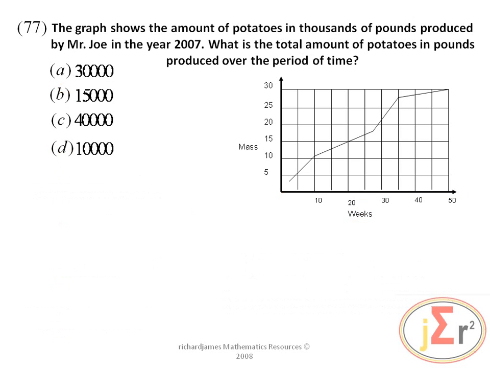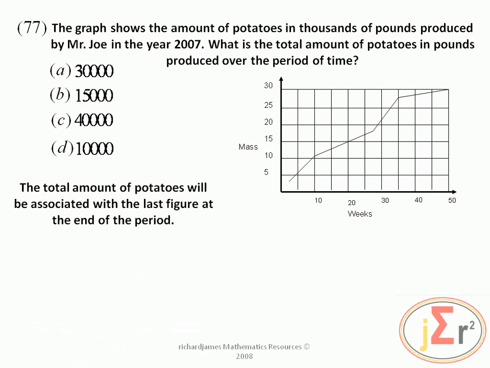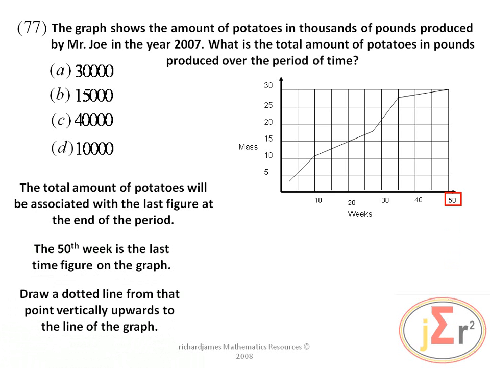We have the same situation. The problem is different. What is the total amount of potatoes in pounds produced over the period of time, that is, over the 50 weeks. The total amount of potatoes will be associated with the largest figure at the end of the period. The 50th week is the largest time figure on the graph. Draw a dotted line from that point vertically upwards to the line of the graph. Draw another dotted line over to the mass axis.